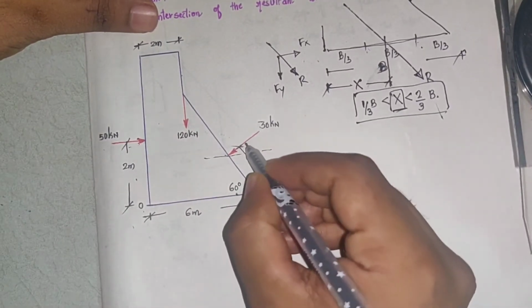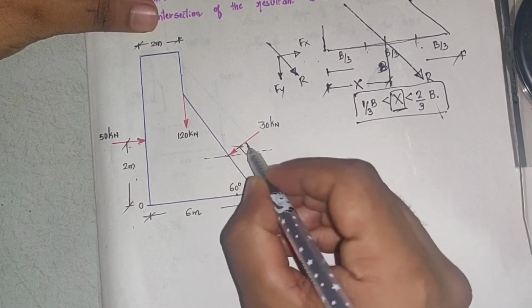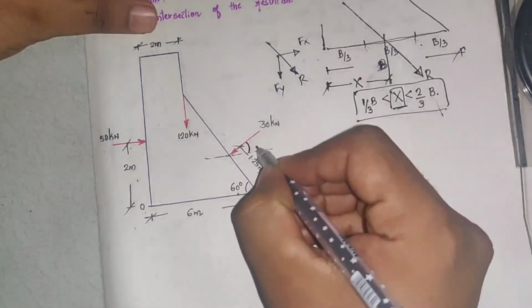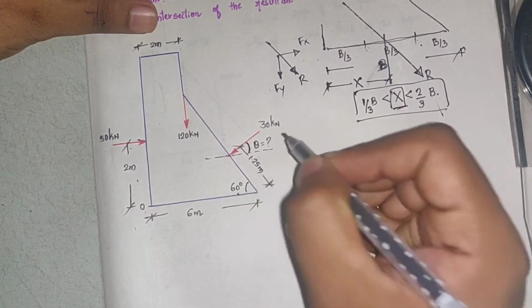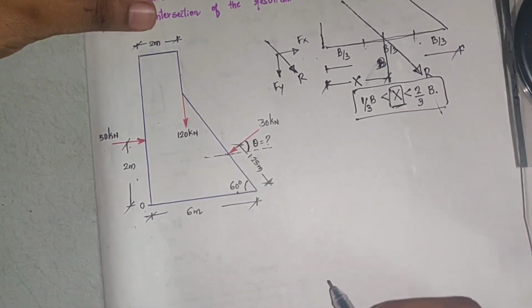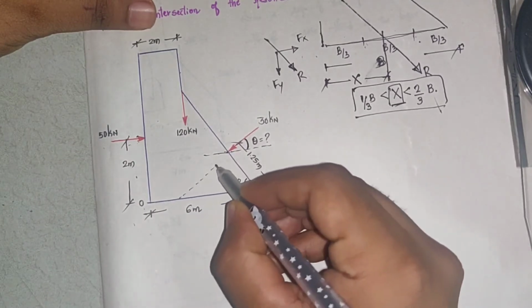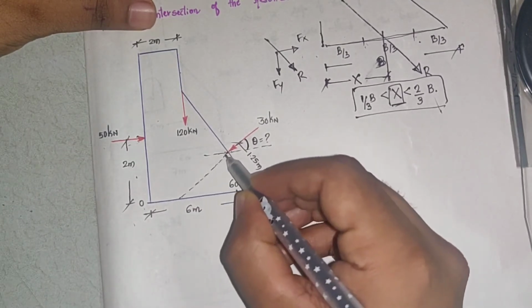If I draw the line here and mark this angle as theta, I should know what this angle theta is. Now to determine theta, I'll extend this line, such that what is happening here?